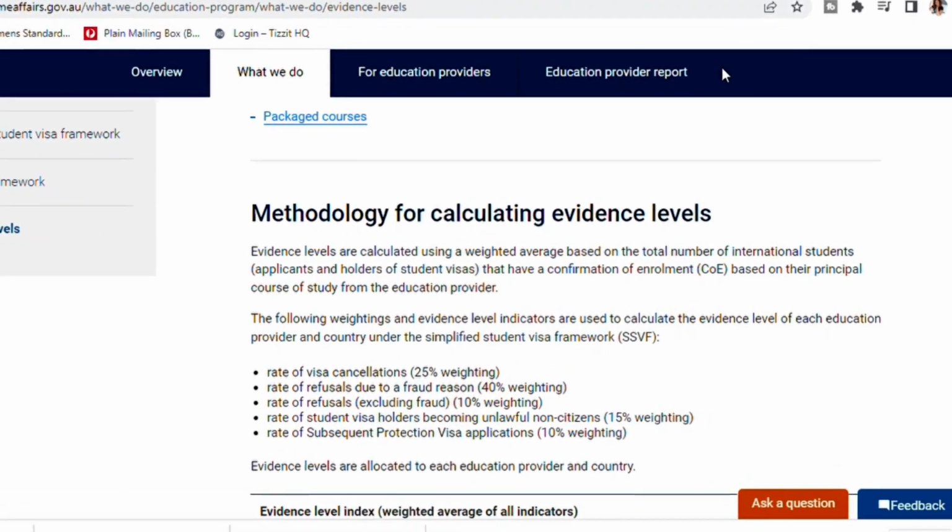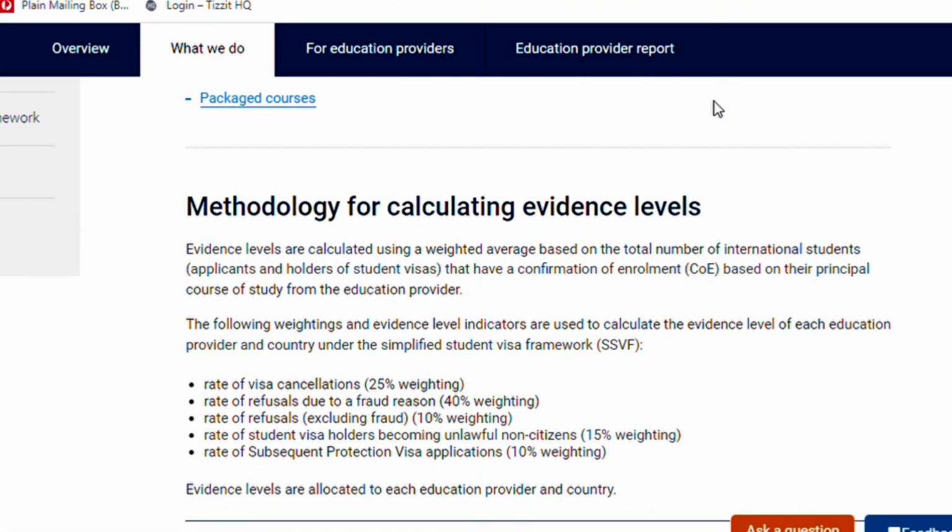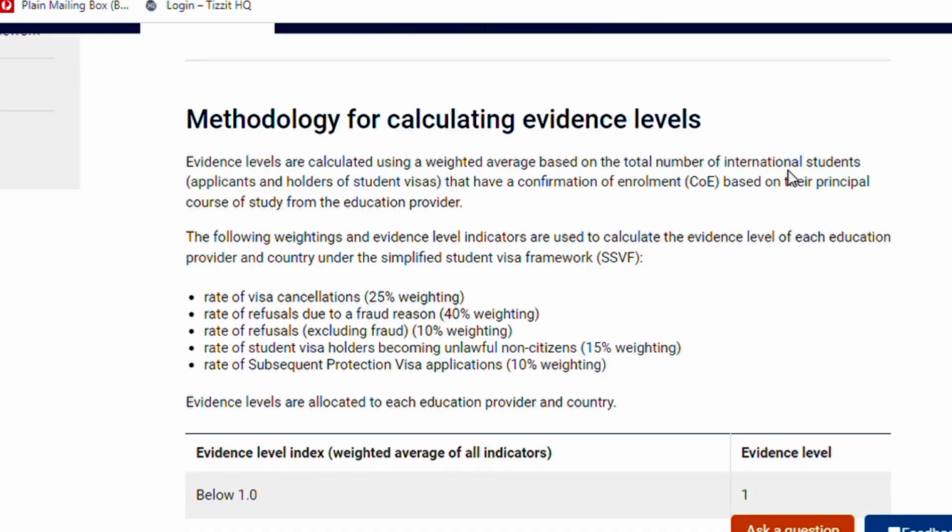So there's a weighted average that the department uses, and this weighted average is made up of different components, and those components, you might want to see them as the risk indicators, and each of those indicators takes up a percentage of the average. Let's talk about them. The first one would be the rate of visa cancellations. So this represents the number of people from a particular school who hold a valid confirmation of enrollment from that school, but whose visas have been cancelled for several reasons.